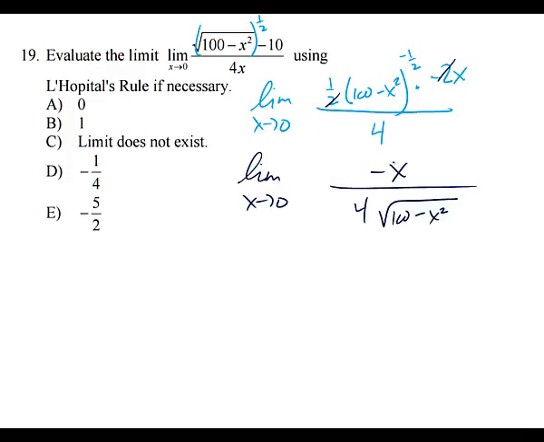Is it okay to sub 0 into that now? Yeah. That will not get us a denominator of 0, so that works. I get 0 over some number, right? Which is still 0.